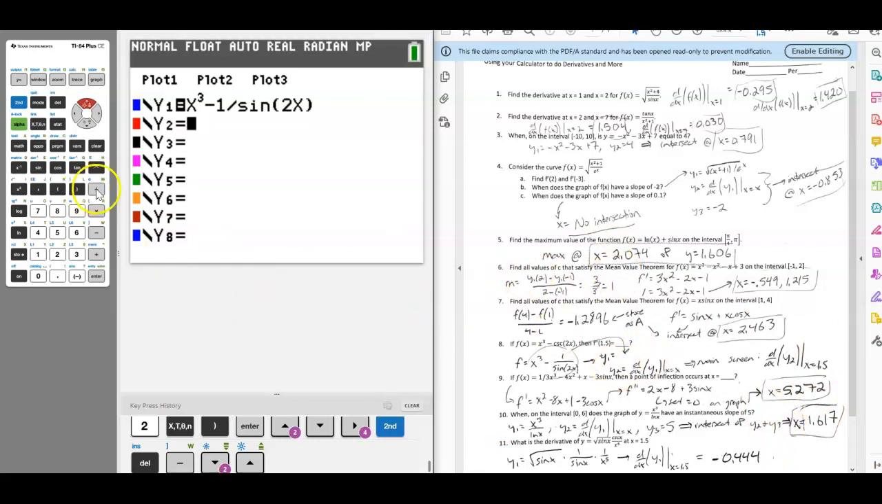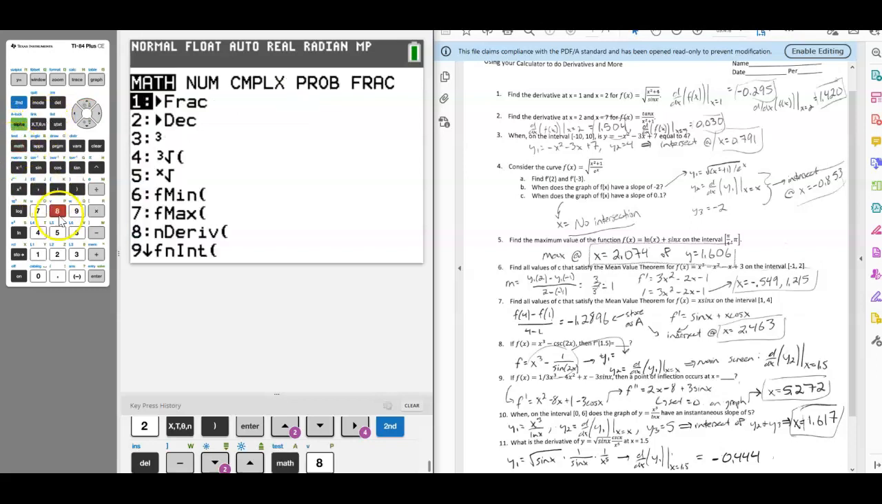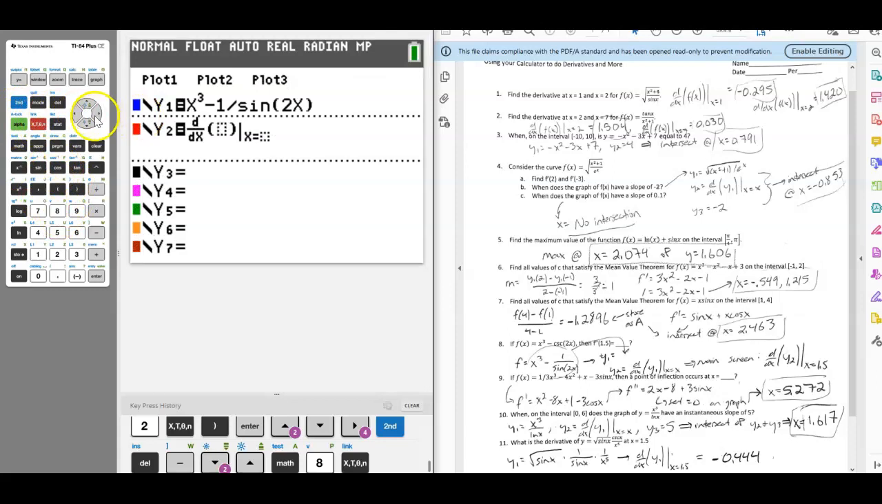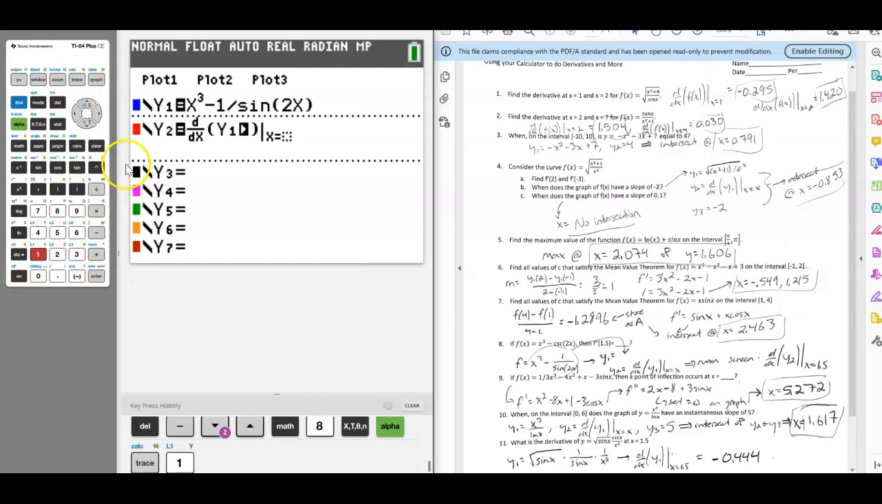What I can do, you can't double do a math 8 on the main screen, but what I can do is do math 8, derivative with respect to x. I can pull up y1 by saying alpha trace, taking y1, and then do it at x equals x. So what this would do is y2, if I were to graph it, it would take some time. I think you've done this before. If I were to graph it, it would give me the graph of the derivative of this thing at any given x value. It would graph it for me.